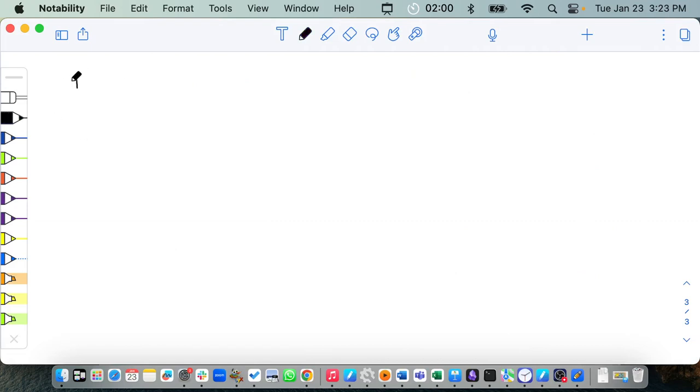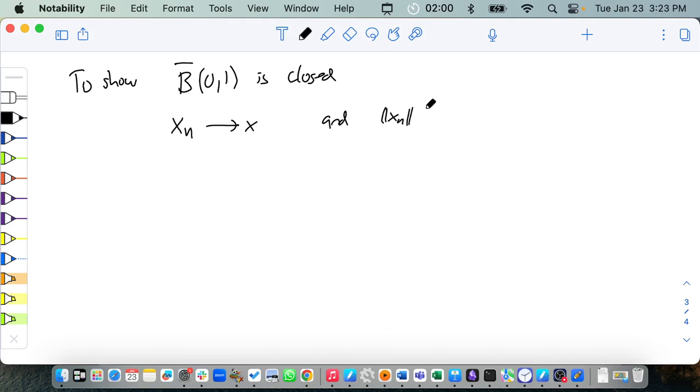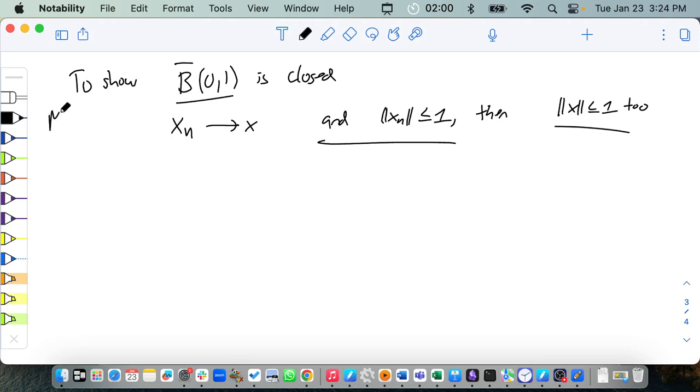What you have to show is that B bar(0,1) is closed. Bounded was easy. To show that it's closed, what you're showing is if you have some sequence xn going to x, and the norms of the xn's are less than or equal to 1, then the norm of x is less than or equal to 1, too, right? So if you have a sequence of points whose norm is less than 1, then they're included in B bar. And then we want the limit x to also be in B bar, right? This is what we must show.